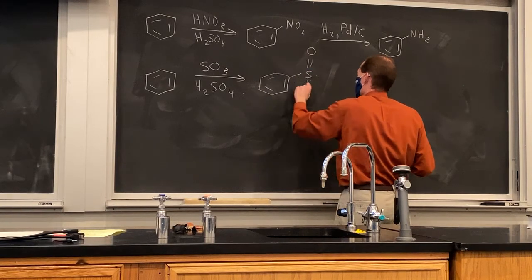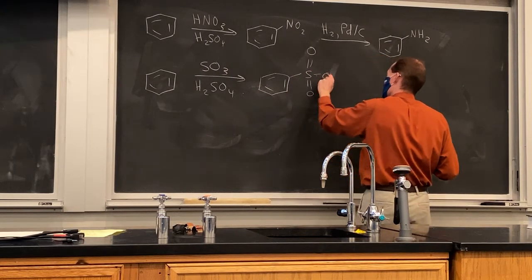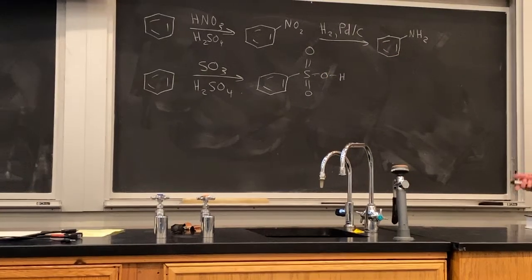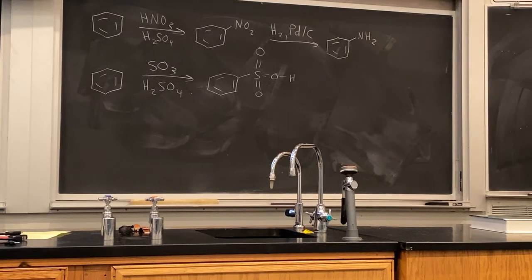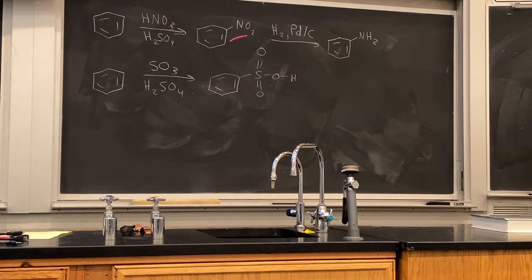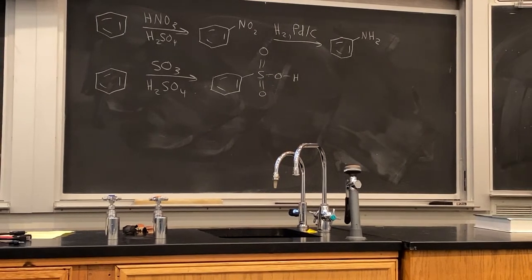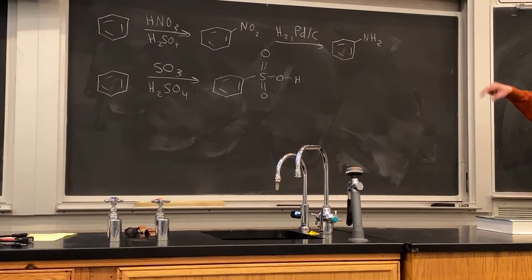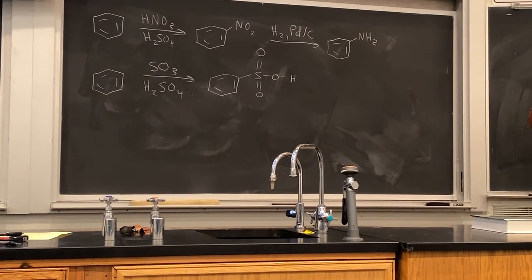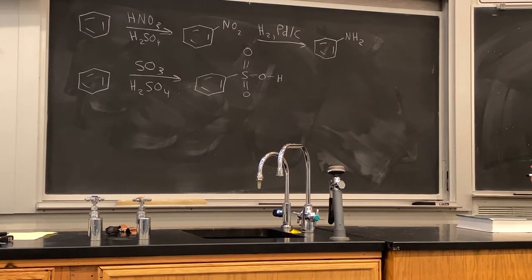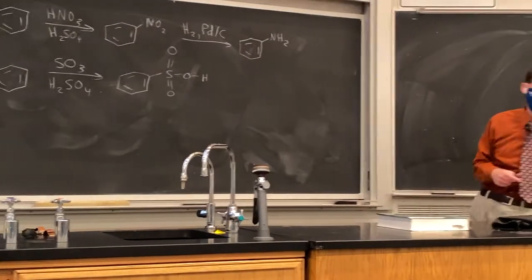I'm going to draw out the sulfonic acid group. The book just shows it as SO3H. This is what it actually looks like if you're drawing out the Lewis structure. It looks a bit like sulfuric acid with a benzene ring attached as opposed to one of the OH groups of sulfuric acid. And so like sulfuric acid, it is a strong acid.